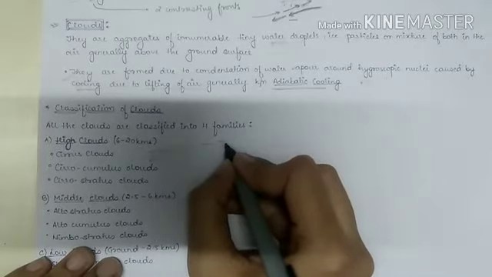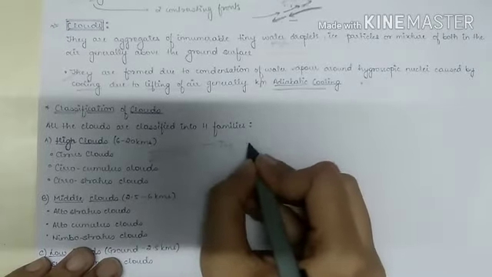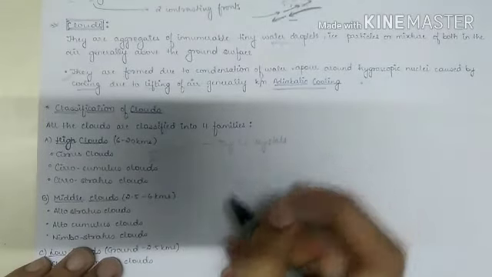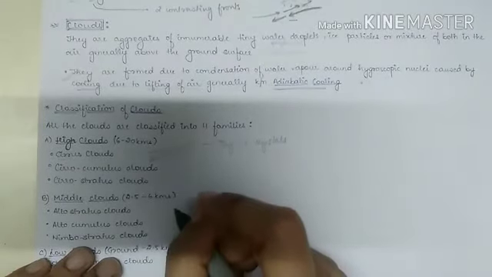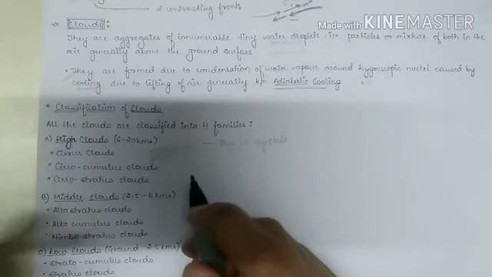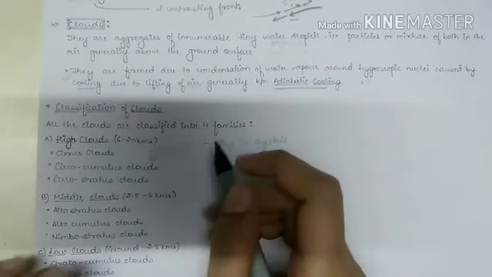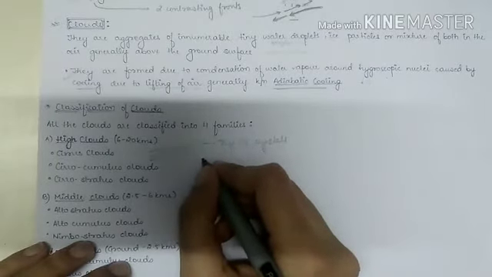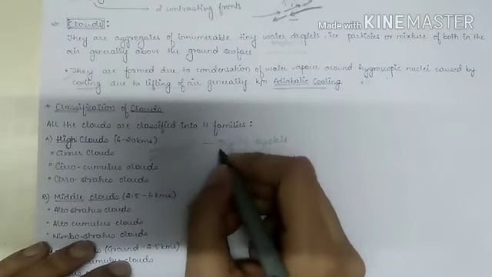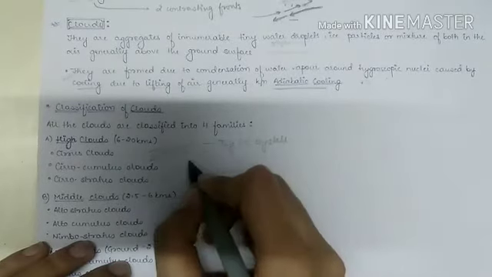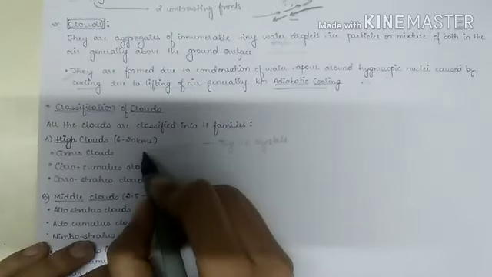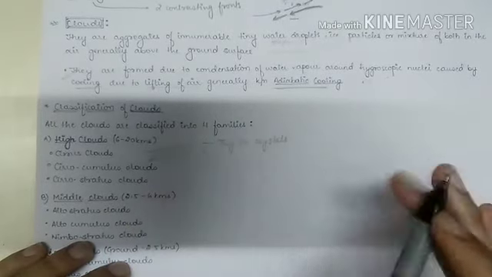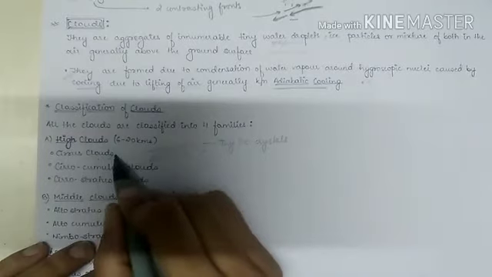They contain tiny ice crystals. They may be transparent or white in color. And the brilliant color that we see during sunset and sunrise, these cirrus clouds have brilliant color. The color that we see in the sky is because of them.